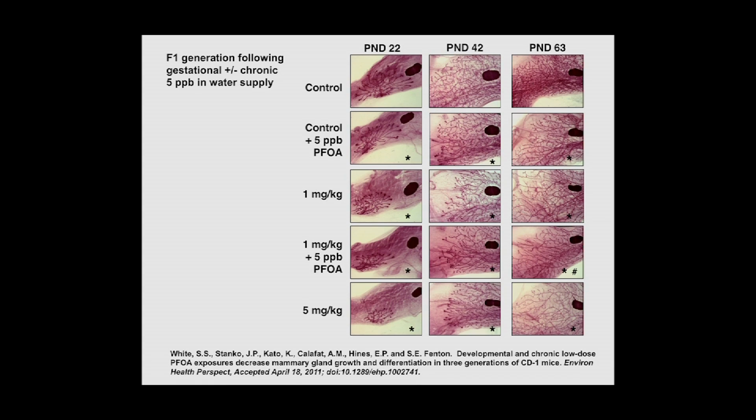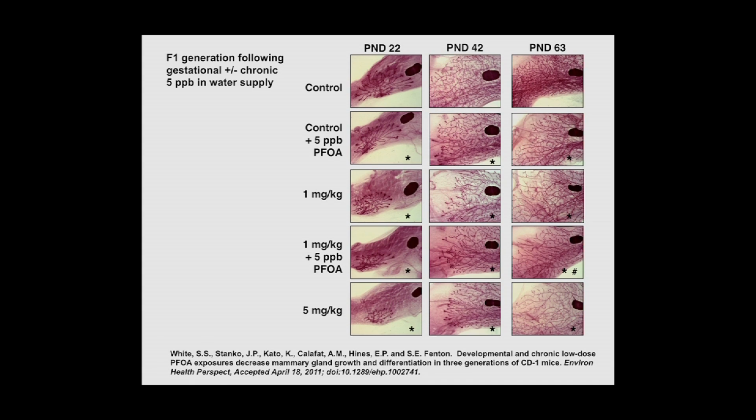If you look at the top row, it's the control animals. That's what the mammary gland should look like at weaning, just after puberty, and in early adulthood. So those are the 3 time points I'm showing you. If you look at the very bottom row, that's 5 milligrams per kilogram of oral exposure to these animals during gestation only. So during pregnancy, the mom was exposed orally to this compound. We gave it to them. You can see the difference in mammary gland development between the top row and the bottom row is substantial.